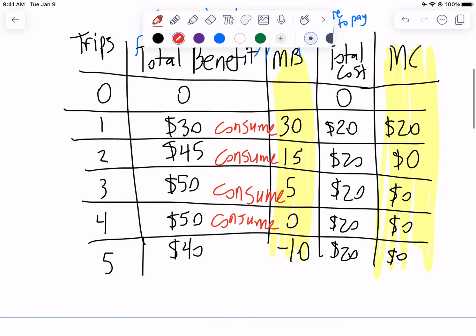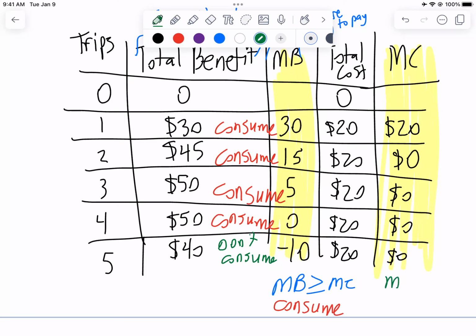However, on the fifth trip, all of a sudden you're at negative marginal benefit. So you're actually getting sick, and the cost is 0. So in this one, you don't consume. What happened here was your marginal benefit was greater than or equal to your marginal cost. That's when you consume. But whenever the marginal cost is more than the marginal benefit, that's when you don't consume. You actually consume less.